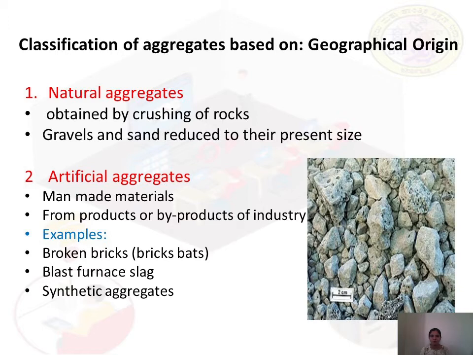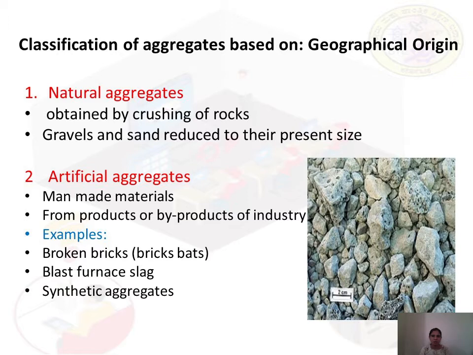Artificial aggregates are man-made materials which are made by human beings in the industries. The examples of artificial aggregates are broken bricks, which are also called brickbats. When burnt bricks are broken to the size of aggregates, then they can be used as aggregates in concrete. The next example is blast furnace slag. Blast furnace slag can also be used as an aggregate.